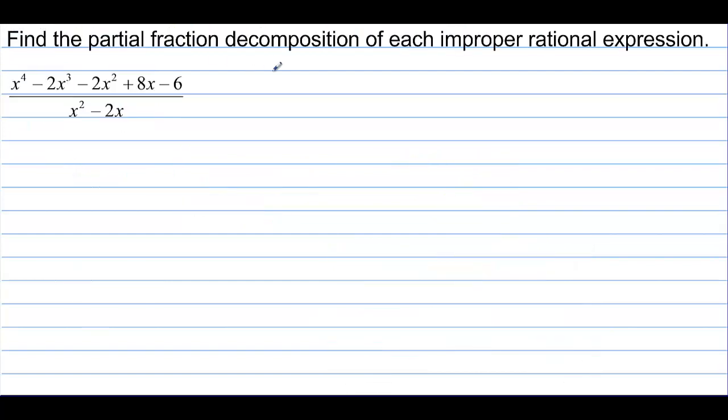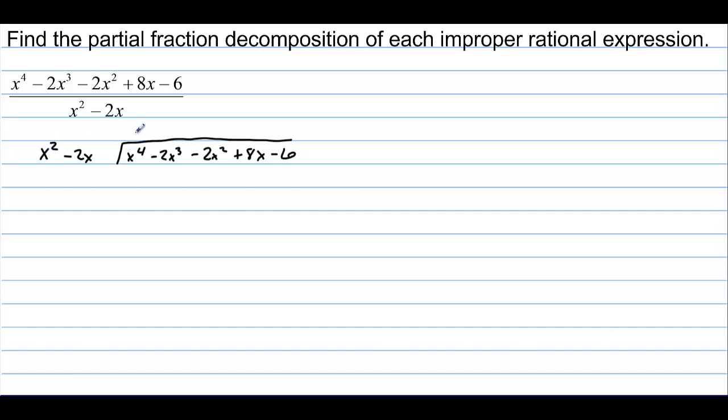Find the partial fraction decomposition of each improper rational expression. Well, now the power on top is bigger than the power on the bottom, so we will have to do long division here. We have x squared minus 2x, and we're dividing that into all of the numerator, which is x to the 4th minus 2x to the 3rd minus 2x squared plus 8x, and then minus 6.